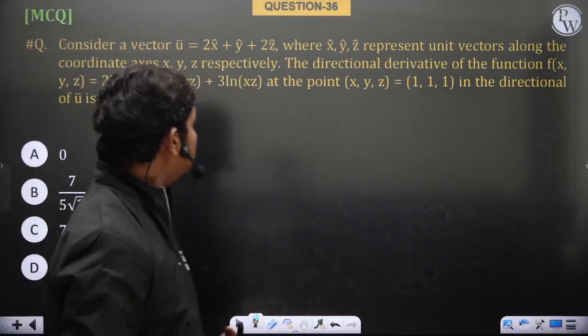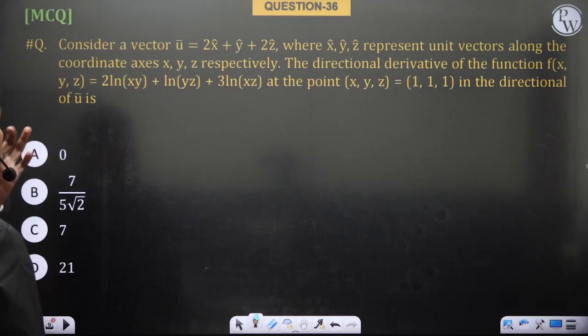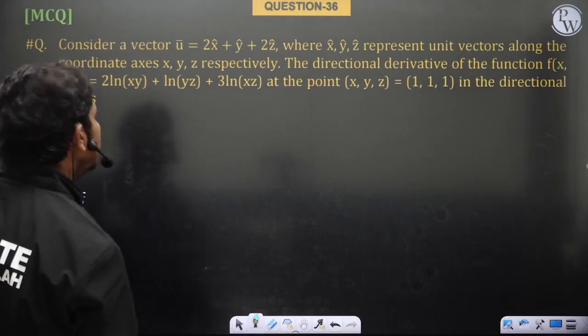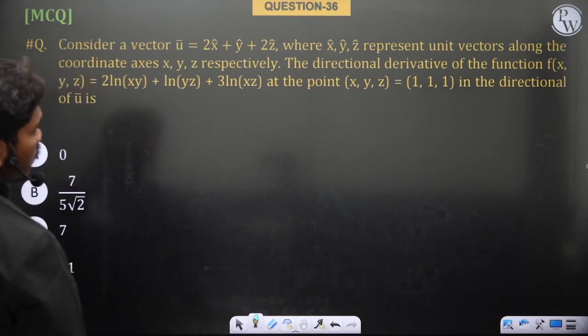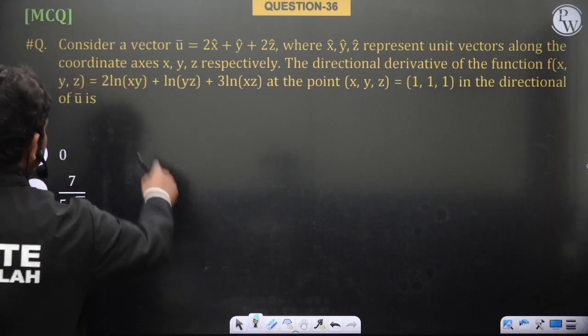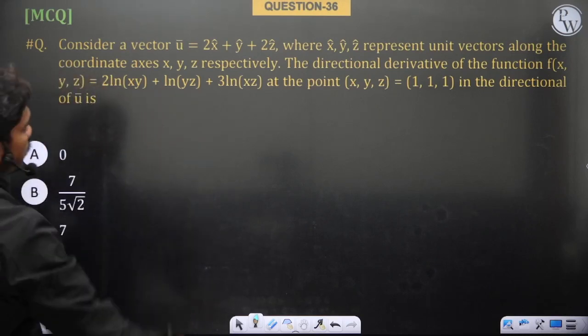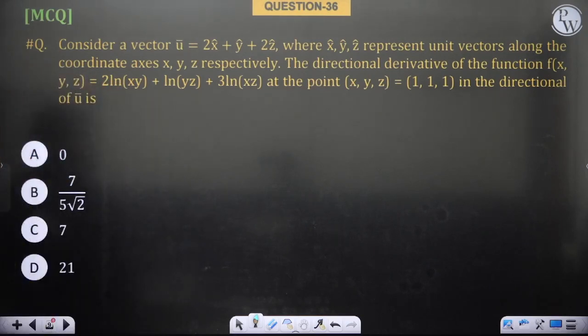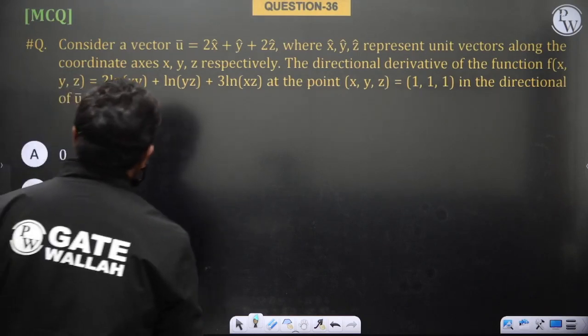So let's solve this question. Consider a vector u bar equal to 2x cap plus y cap plus 2z cap, where x cap, y cap, z cap represent unit vectors along the coordinate axes x, y, z respectively. The directional derivative of the function f of x, y, z equal to 2 ln xy plus ln yz plus 3 ln xz at the point (1, 1, 1) in the direction of u is dash. Okay, so let's see.